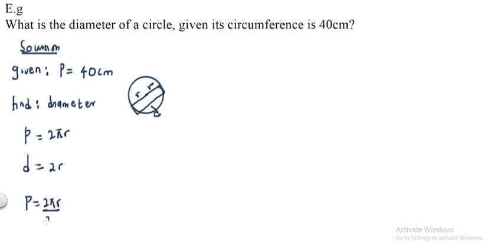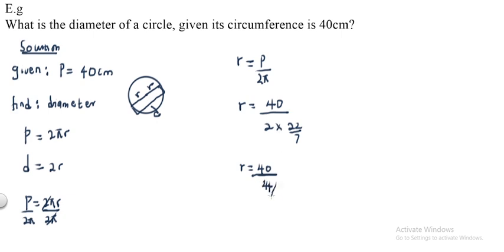So if we divide both sides by 2 pi, this cancels out this, and r will be equal to P over 2 pi. Now that we have made r the subject of the formula, we can plug in our values. So r is equal to P, which is 40, over 2 times pi. Remember, pi is always 22 over 7, so this is 22 over 7. From here we have r is equal to 40 divided by 2 times 22, which is 44, over 7.